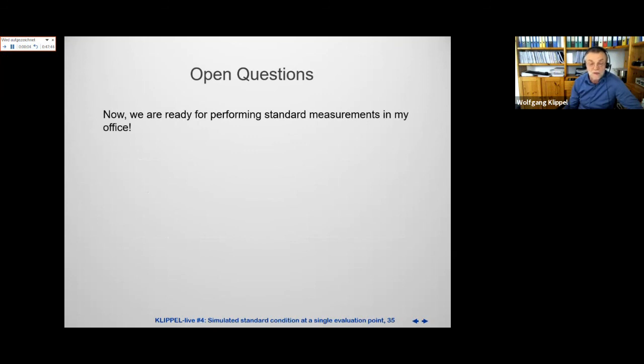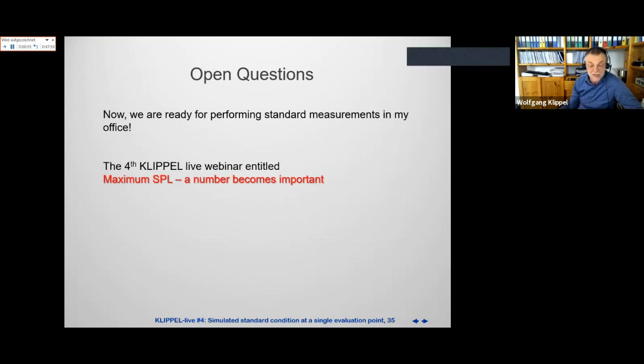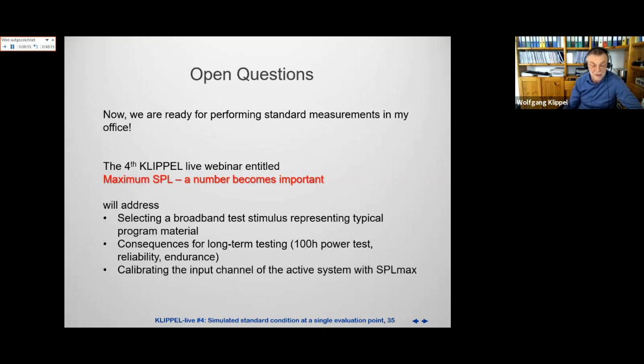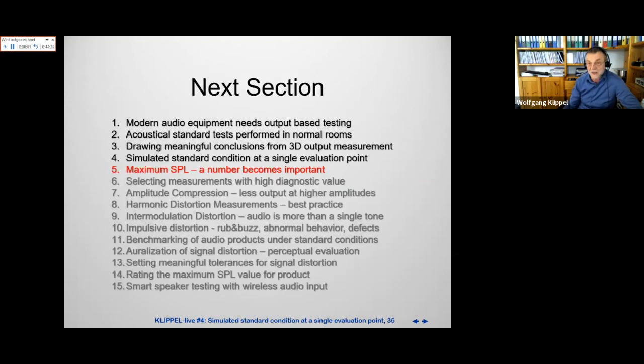What are the next topics? Now we are ready for doing some nonlinear distortion measurements, large signal measurements. In the next session, we measure the maximum SPL. We speak a little bit about the stimulus. That should be a broadband test stimulus representing the program material. We have to speak about the consequences or relationship with the long-term power testing, because that's a very important criterion that the loudspeaker can handle that. And we show the calibration routine, which takes a few seconds. So that's the next time.